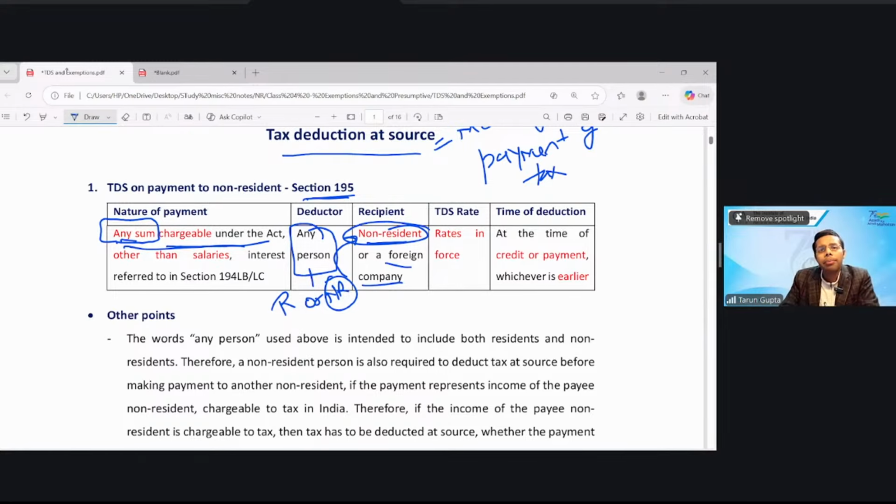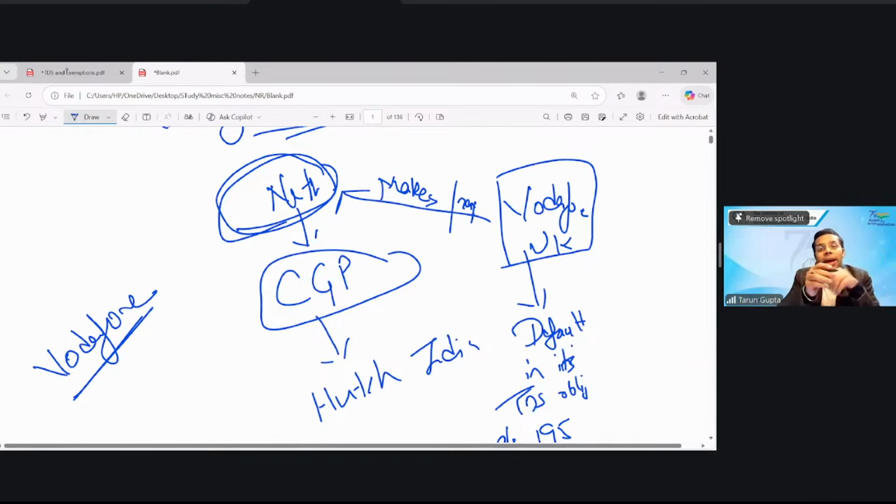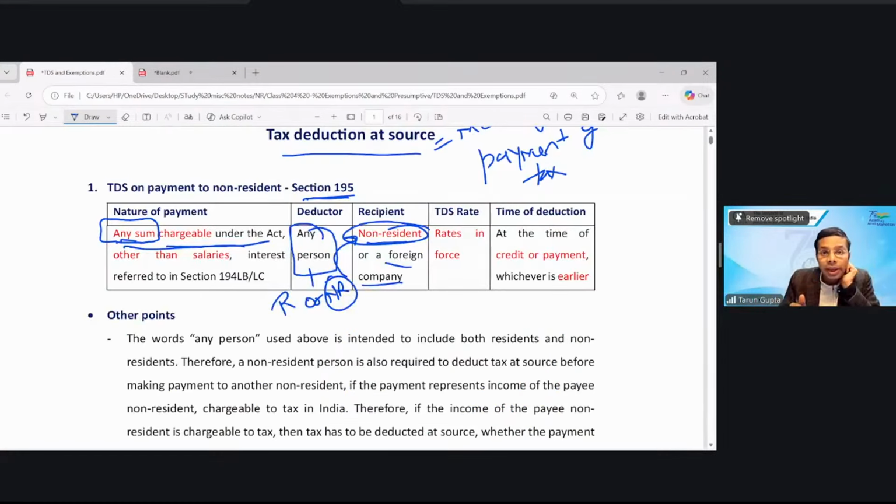And this was the precise issue before the Supreme Court, whether Vodafone is assessee in default or not. To decide this issue, the Supreme Court has to decide whether the amount so paid by Vodafone to Netherlands is a sum chargeable to tax in India or not. And therefore, the Supreme Court has to go into the taxability.